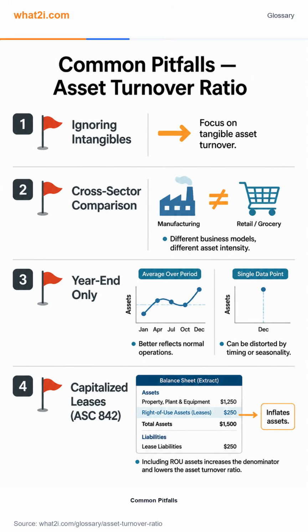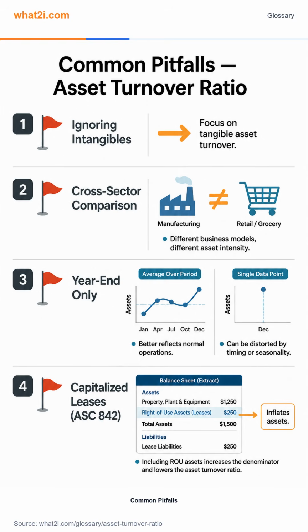When using the asset turnover ratio, it's easy to trip up if you ignore intangible assets like goodwill. Focus instead on tangible asset turnover for a clearer picture. The most common mistake is comparing companies across different sectors without considering their asset intensity. A utility and a grocery chain will naturally have very different ratios.